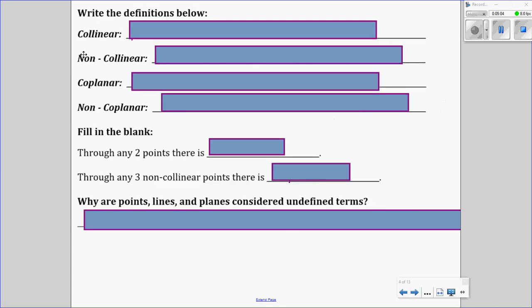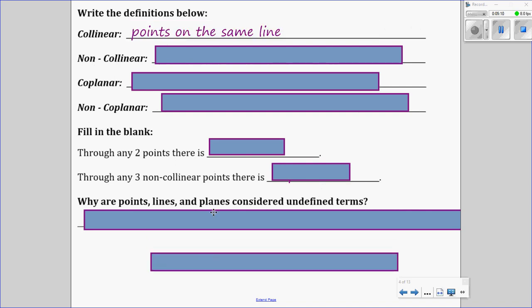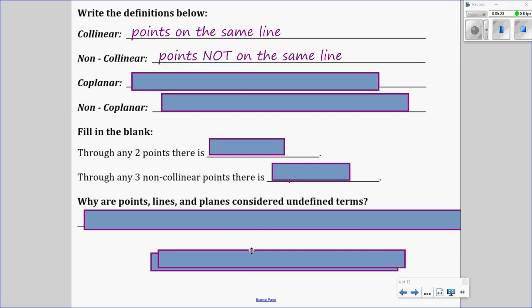All right, so we have other vocabulary. Collinear. Collinear means points on the same line. So if you have a line and, remember, we need 2 points to make a line, if you have a third point on that line, then it's collinear. Non-collinear, points not on the same line. So if you had a line with 2 points and then you have a point that's not even in the line, then it's not collinear.